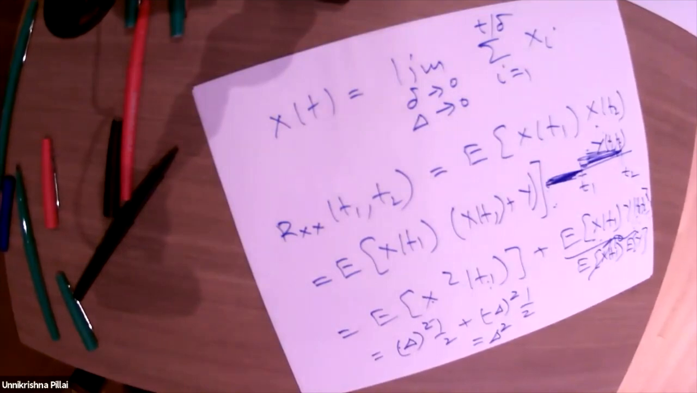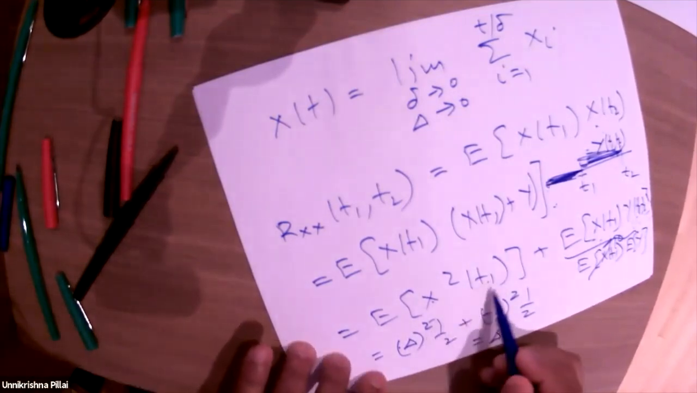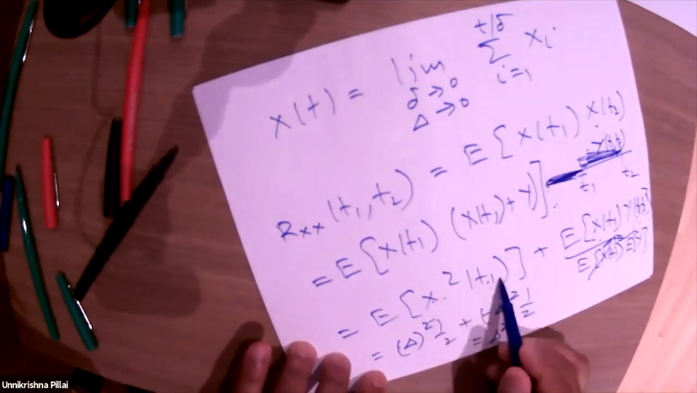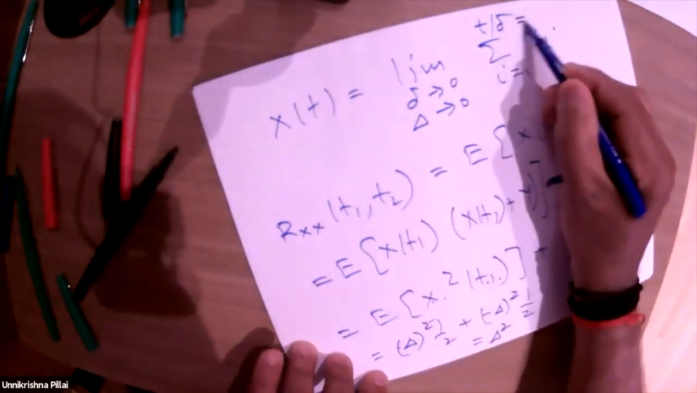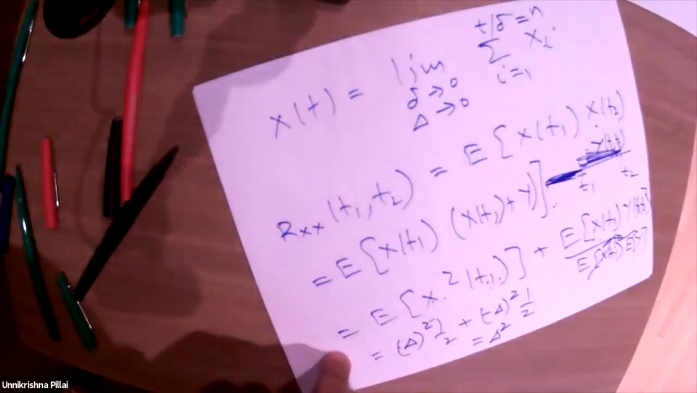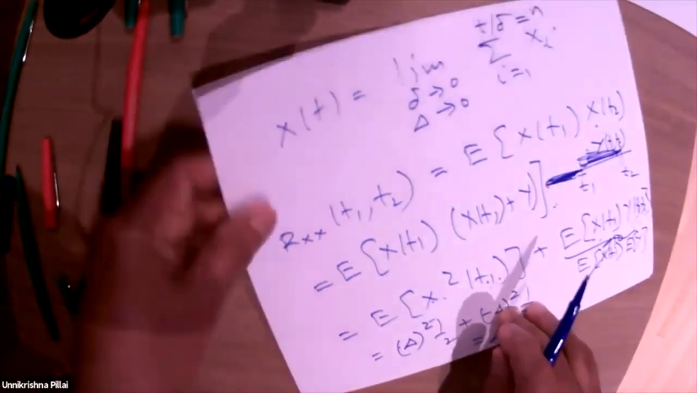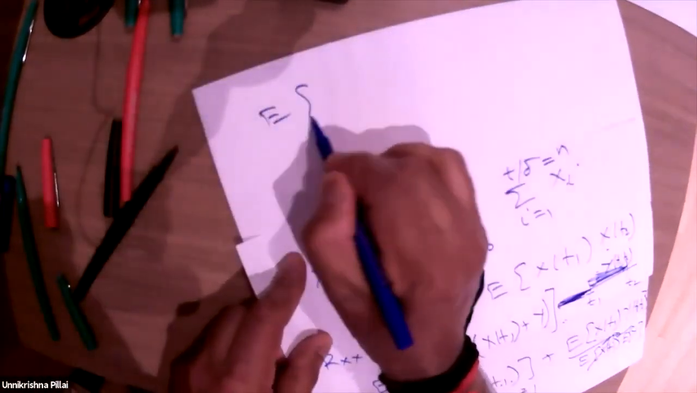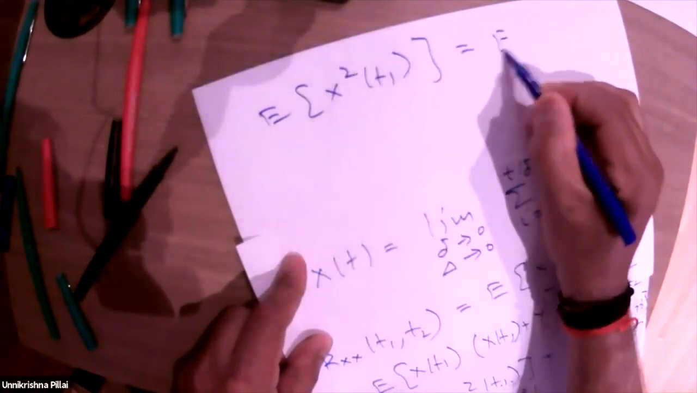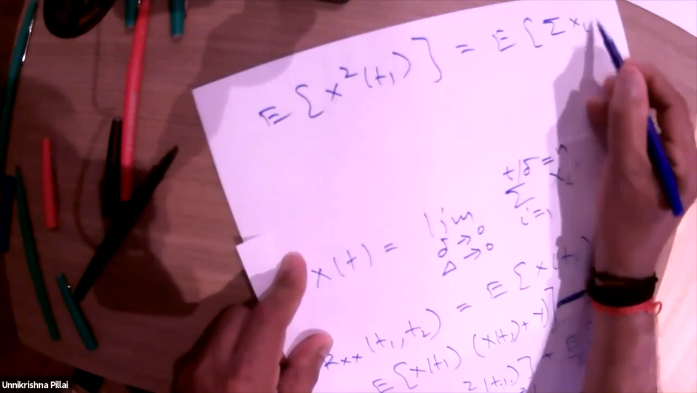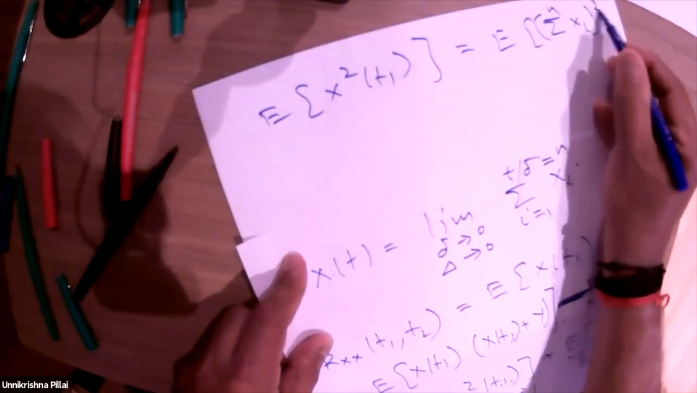Rxx t1 t2. No, I'm sorry. This is, so x squared t1 is, let me call this n. I guess I'm doing it too fast. Let me do it in the next page. So expected value of x squared t1 is expected value of sigma xi, n squared.